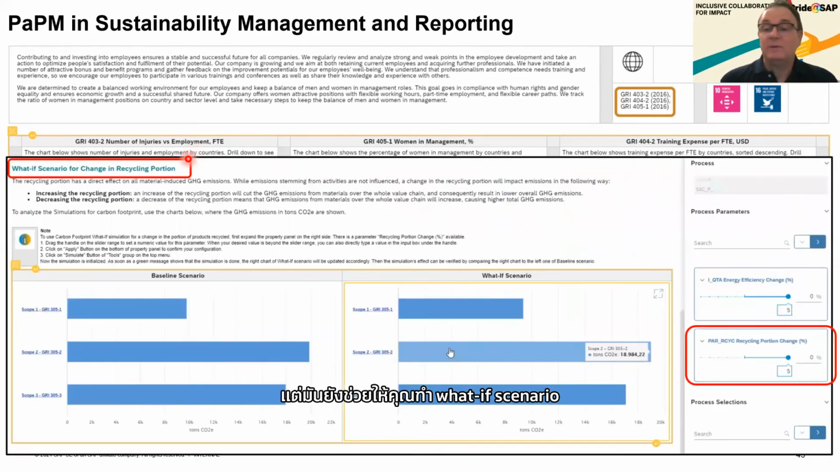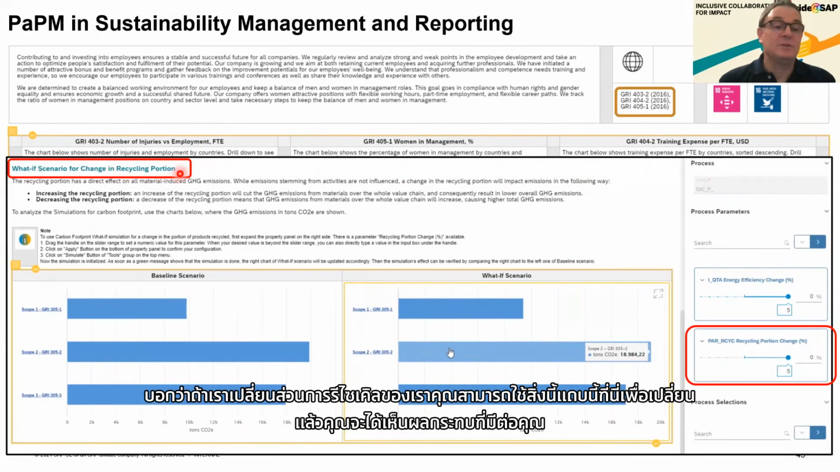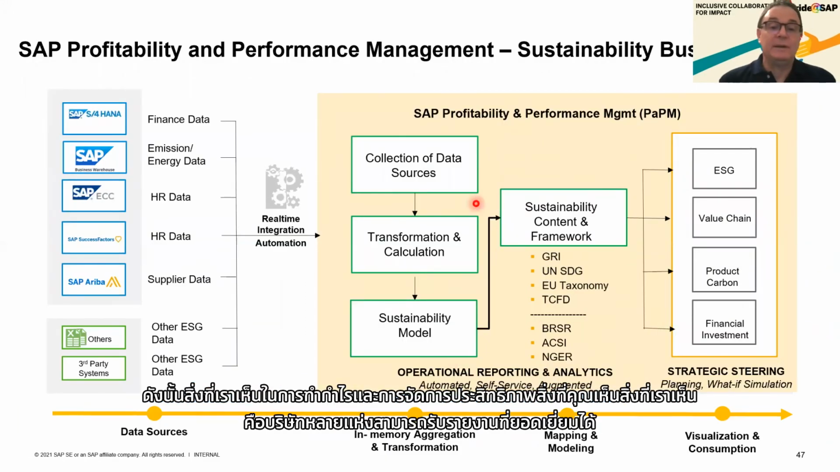What it also lets you do is what-if scenarios. So if we change our recycling portion, you can use this bar here to change that, and then you get to see what the effect is here. What we see with Profitability and Performance Management is that a number of companies are able to do great reports, but they collect the data annually, and so it's very much a manual process.